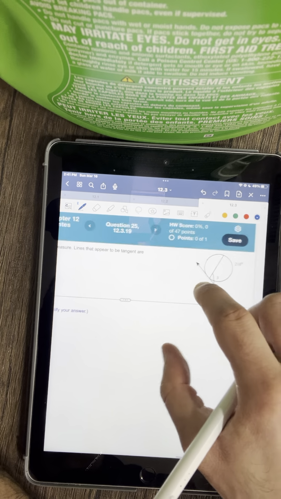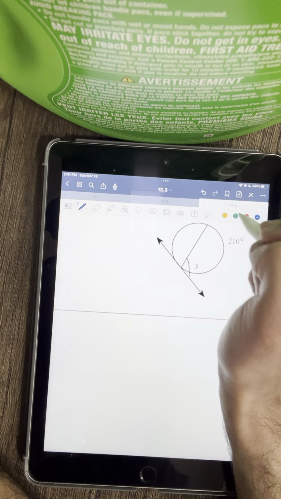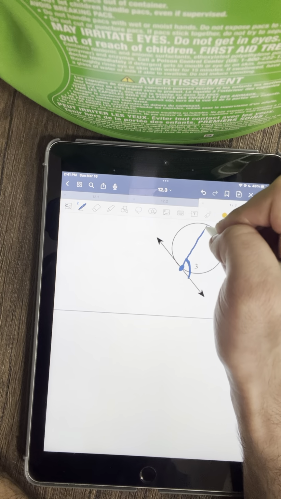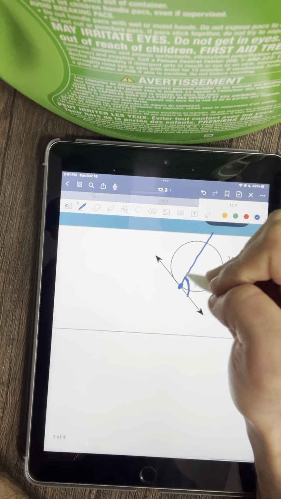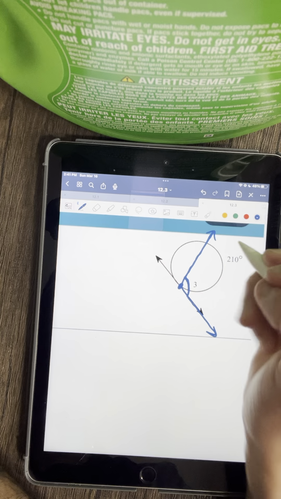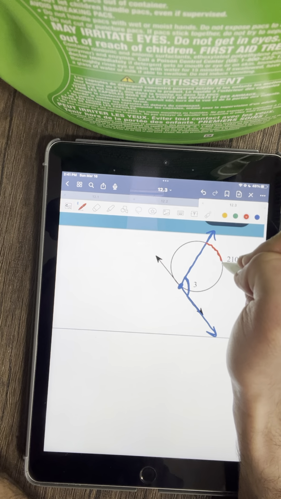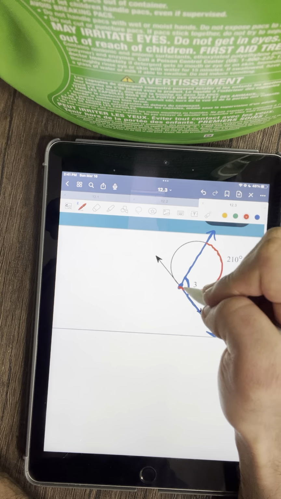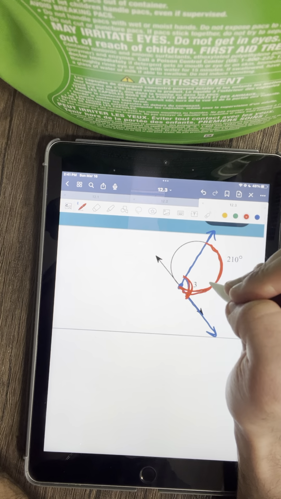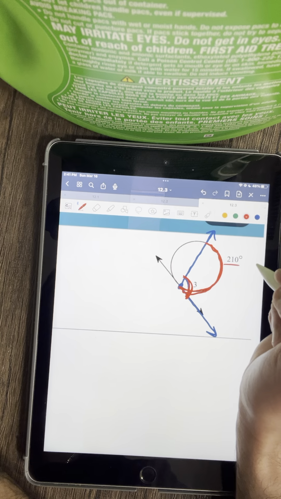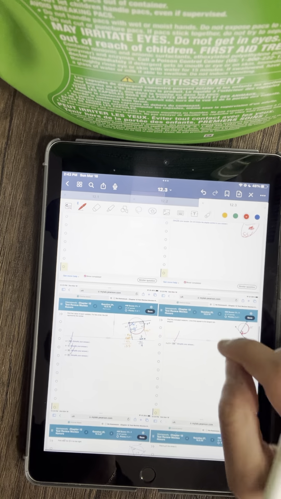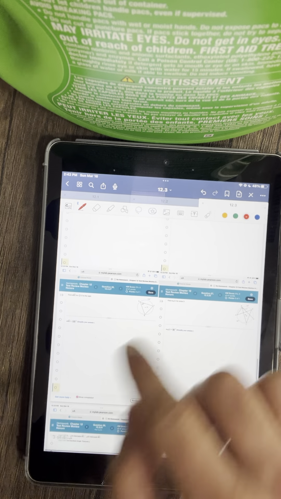Okay, once again, the measure of angle 3 is going to be here, all of this. So that means this is the arc. That's one of the rays of my arc, and this one's the other one. So it's just taking into account this entire intercepted arc. So if this entire intercepted arc is 210, the inscribed angle number 3 has to be half of that. So what's half of 210? It's 105. Cool.